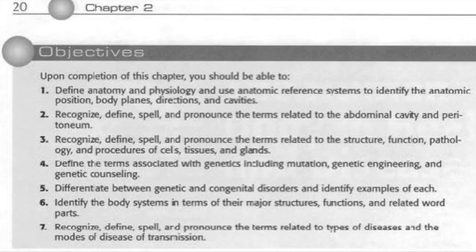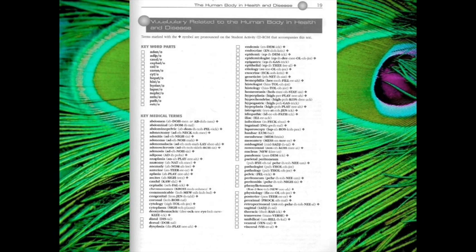5, we'll differentiate between genetic and congenital disorders and identify examples of each. 6, we'll identify the body systems in terms of their major structures, functions, and related word parts. And finally, 7, we'll recognize, define, spell, and pronounce these terms related to the types of diseases and modes of disease transmission. Key word parts and key medical terms are all available on page 19. These are great for making flashcards or to review to see how much, as a percentage of the chapter, you know and help you review prior to the test.